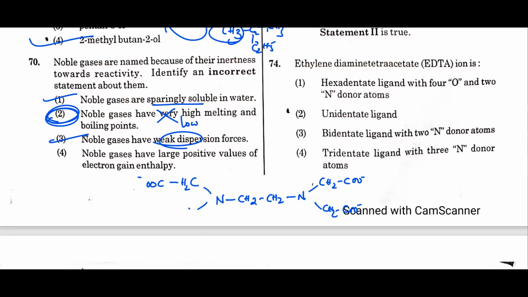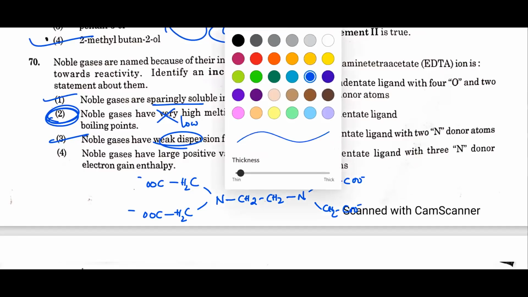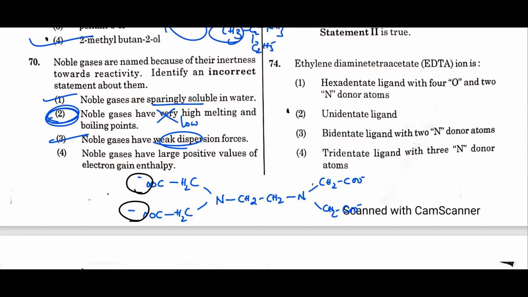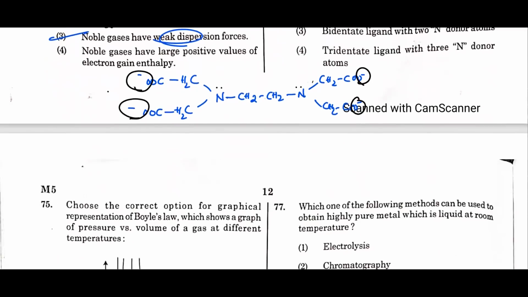In the EDTA structure, there are 4 oxygens which act as donors here. 4 oxygens act as donors, 1, 2, and 3, 4. These 4 are donors and 2 nitrogens are donors. It is a hexadentate ligand in total, because there are 6 donors, with 4 oxygens and 2 nitrogens as donor atoms.